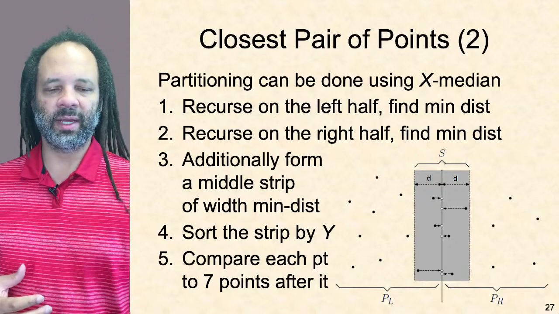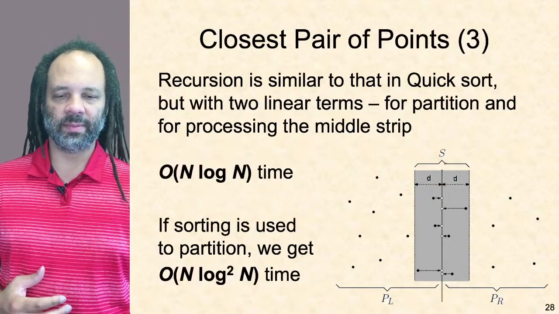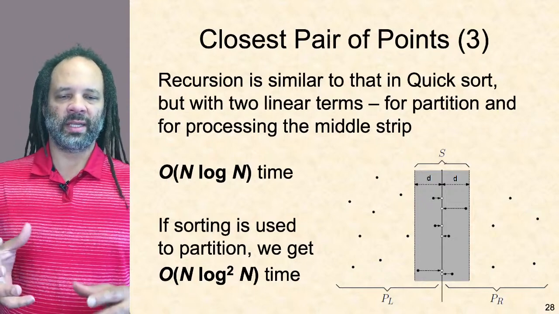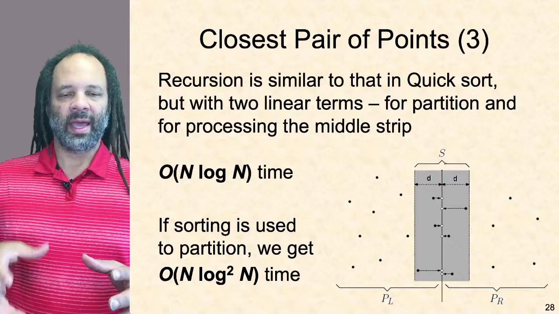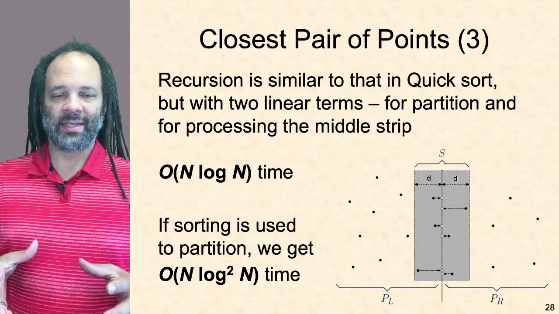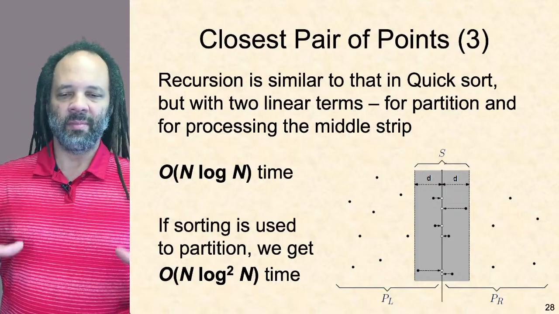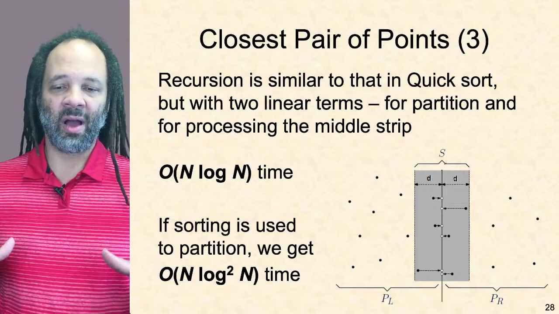It's a good place to start looking for these algorithms. So we end up with this recursive version as I'm working my way through this strip. It's kind of like quicksort in that I've got two linear terms now, though, for partition and processing in the middle strip. So I end up with this n log n time.